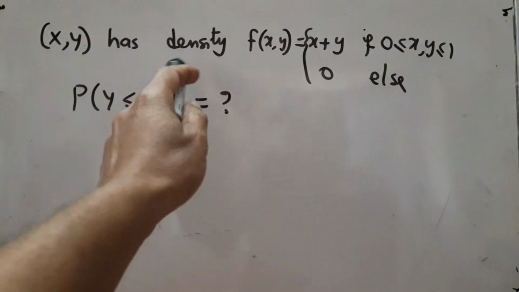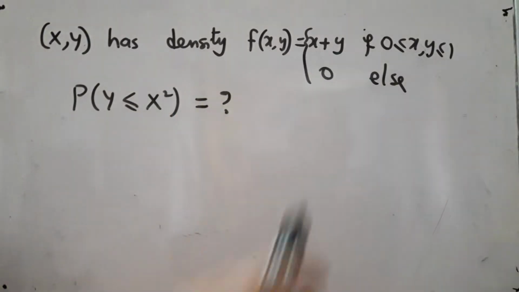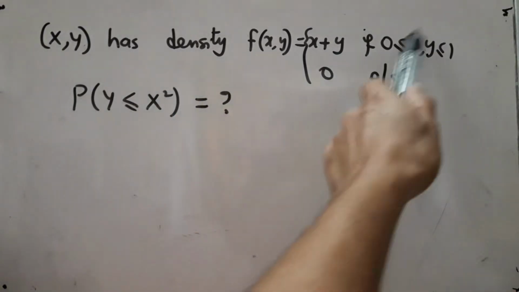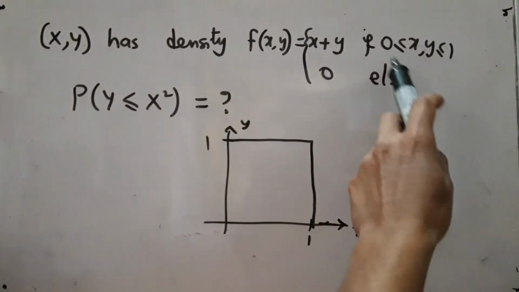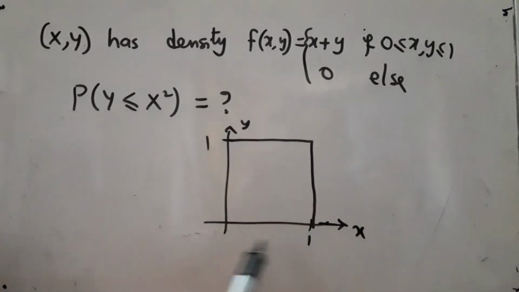So XY has joint density f_XY, which is given by x plus y if XY lies in the unit square. You can easily check that this is really a density because the total volume is 1. The question is, what is the probability that Y will be less than or equal to x squared? For such a problem, it's a good idea to draw a diagram of the xy plane. From this condition, you can see that the entire drama is being played in the unit square.